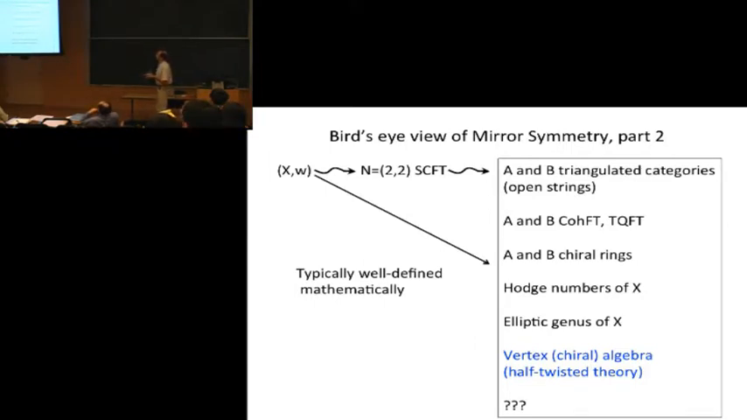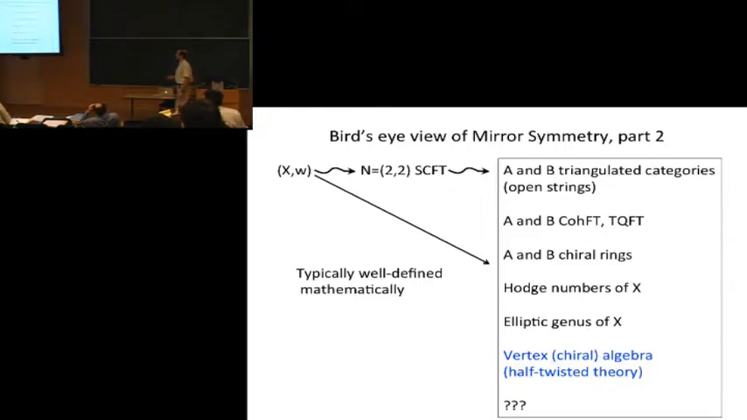But anyway, as I said, N=(2,2) superconformal field theory is understood well enough so that there are some parts of it that are very, very well axiomatized. For example, you're expected to get A and B triangulated categories that correspond to open strings. There are A and B topological conformal field theories, cohomological field theories. A and B chiral rings are kind of a part of it, corresponding maybe to a sphere with three punctures. There are some more rough invariants, such as Hodge numbers of X, elliptic genus of X. I put it there for completeness, but it doesn't really make any difference unless the dimension of X is like 12, which physicists don't care much about. And there are more yet to be discovered, obviously. Some of them, I'm sure, are known to some people in the audience, just not to me. I mean, this is a bird's eye view, and the birds aren't very smart.